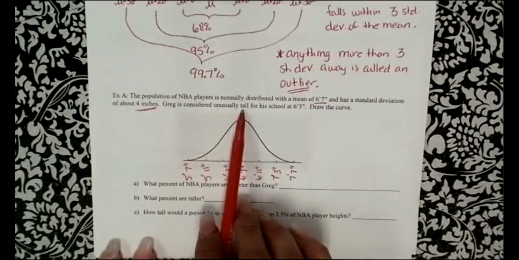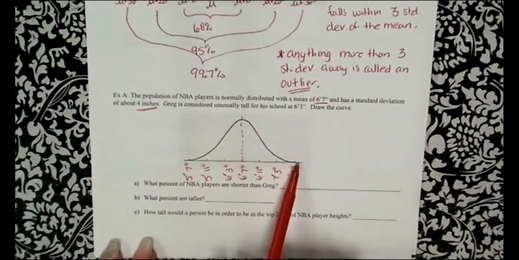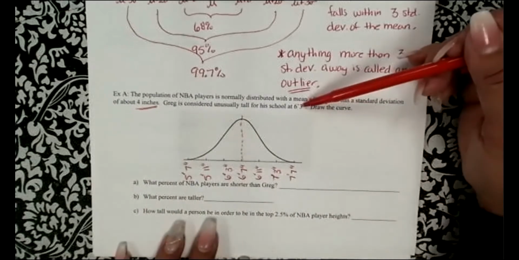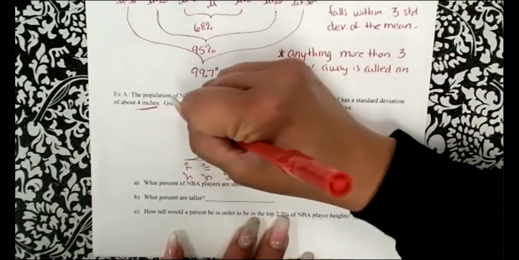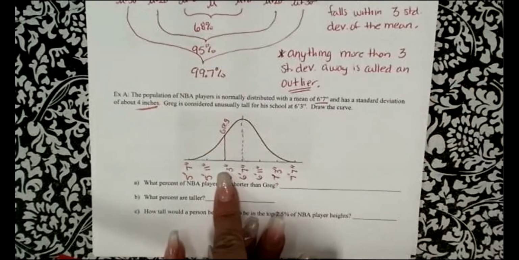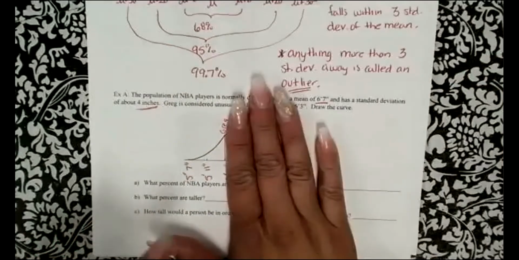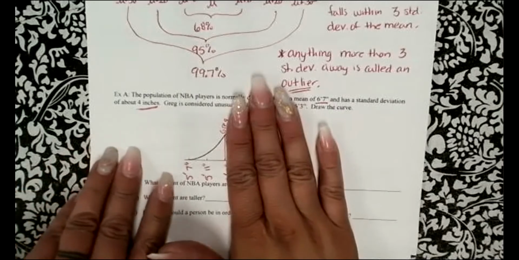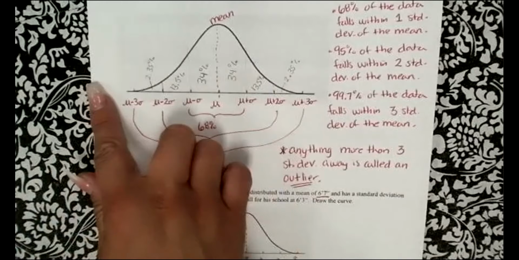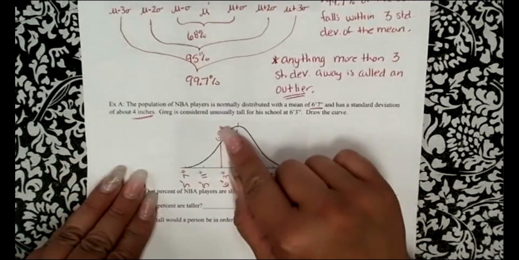Now it says Greg is considered unusually tall for his school at 6'3". Draw the curve. Okay, so here's the curve. What percentage? Now let's see where Greg is. Greg is 6'3". So this is where Greg is at. Greg is right here. Now it says what percentage of NBA players is shorter than Greg? So right here, shorter than Greg. Now keep in mind that right here, when we did this curve, half of it's on this side, half of it's on that side. So Greg is just 1 standard deviation away, isn't he?